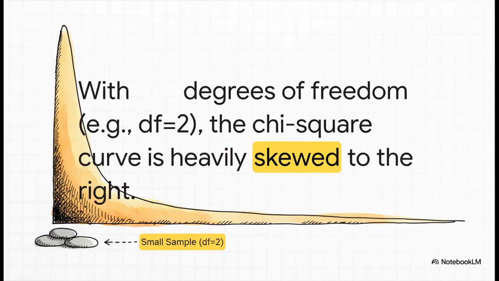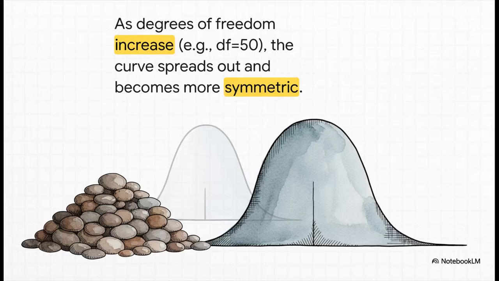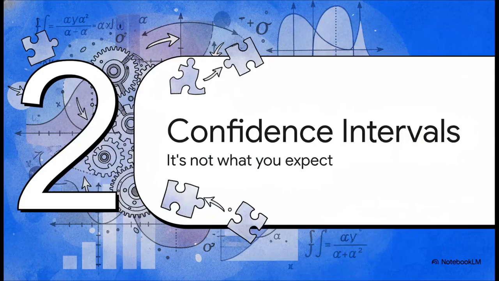For example, have a look at this. When you're working with a really small sample, which means you have low degrees of freedom, the curve is all bunched up near 0 and has this long tail stretching out to the right. This is exactly what we mean when we say it's skewed to the right. But check out what happens when we start collecting more data. As our degrees of freedom go up, the distribution starts to spread out and becomes much more balanced, much more symmetric. It's almost like it's trying to grow up into a normal bell curve, even though it never quite gets there.